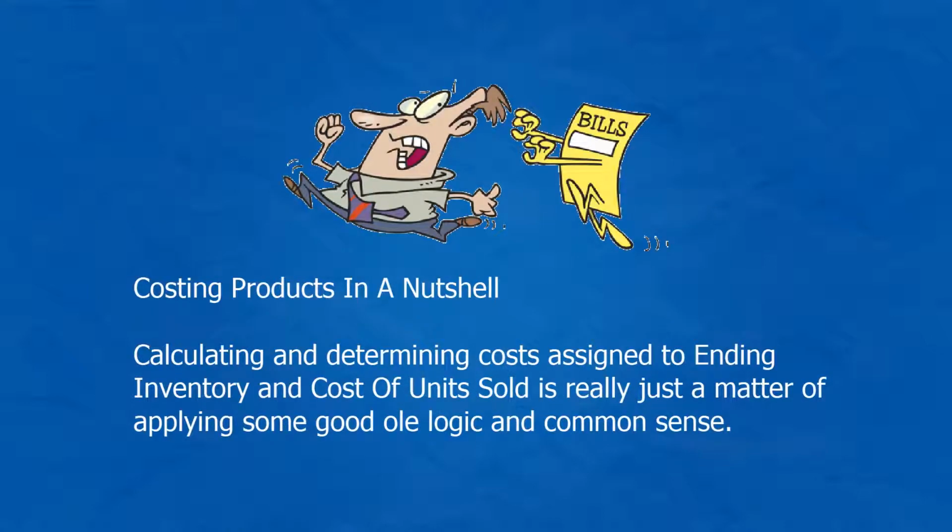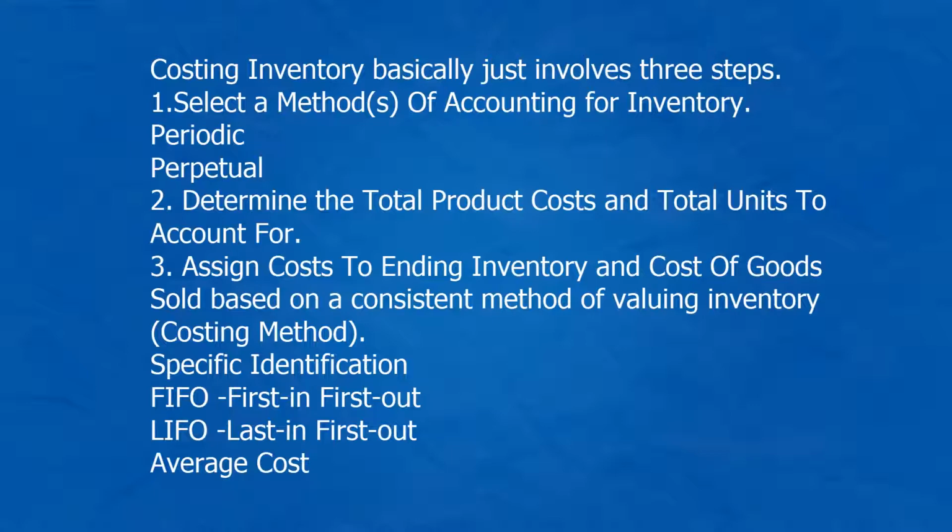Costing products in a nutshell. Calculating and determining costs assigned to ending inventory and cost of units sold is really just a matter of applying some good old logic and common sense. Costing inventory basically just involves 3 steps. 1. Select a method of accounting for inventory: periodic or perpetual. 2. Determine the total product costs and total units to account for. 3. Assign costs to ending inventory and cost of goods sold based on a consistent method of valuing inventory costing.